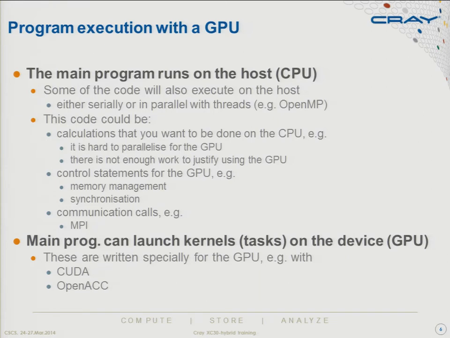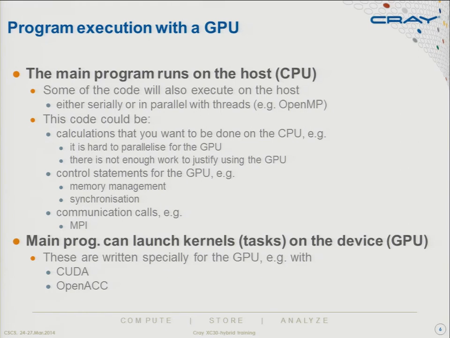This could be because you just want it to run there, either because it's very hard to port that bit of the code to the GPU, or because there isn't enough work to justify using the GPU. Some of the stuff is control statements, managing GPU memory, synchronization, that has to execute on the CPU. Some of it is things like calling the MPI library. You can't call the MPI library from the GPU. It's done from the CPU, even if you're telling it to process data that's on the GPU.